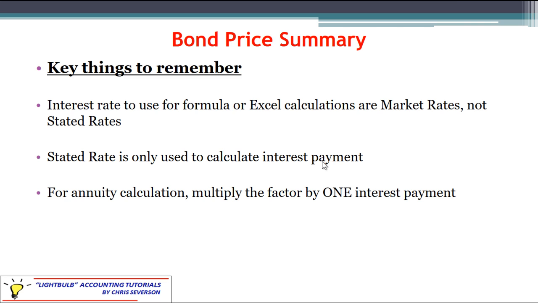Now there are a couple of key things to remember. The interest rate we need to use for these calculations is the market rate, not the stated rate. The only reason we need the stated rate is to calculate the actual cash interest payment, which we need for the annuity calculation. And then as a reminder for that annuity calculation, multiply the factor from the table by only one of those interest payments. Now, if you make a mistake there and you try to multiply it by all 10 payments, you should realize very quickly that that is just illogical. Your price is way out of line. It'll be way, way higher than it should be.